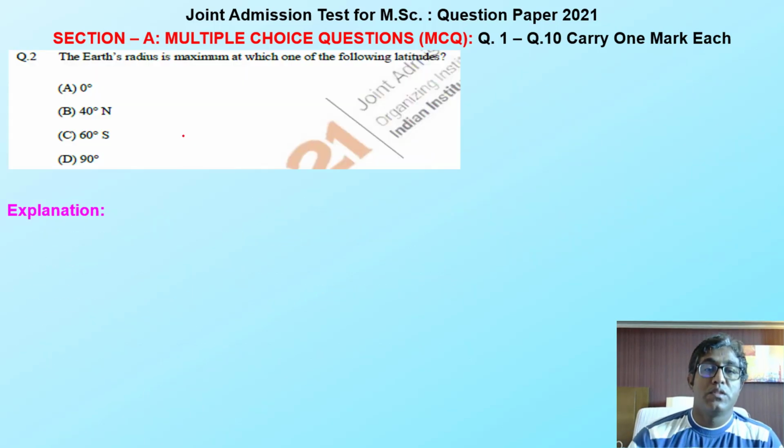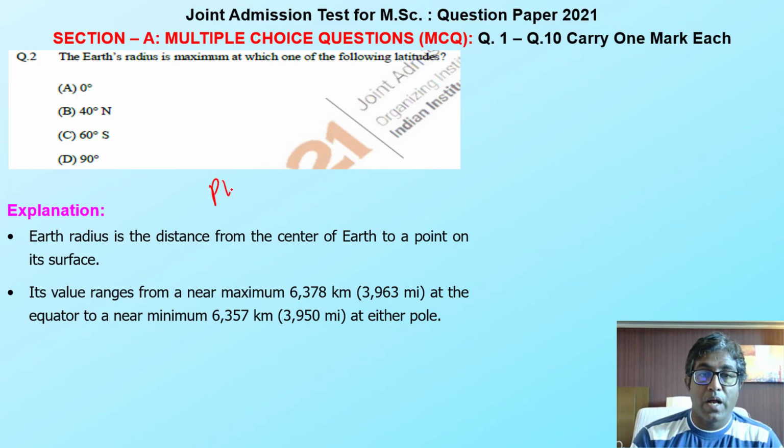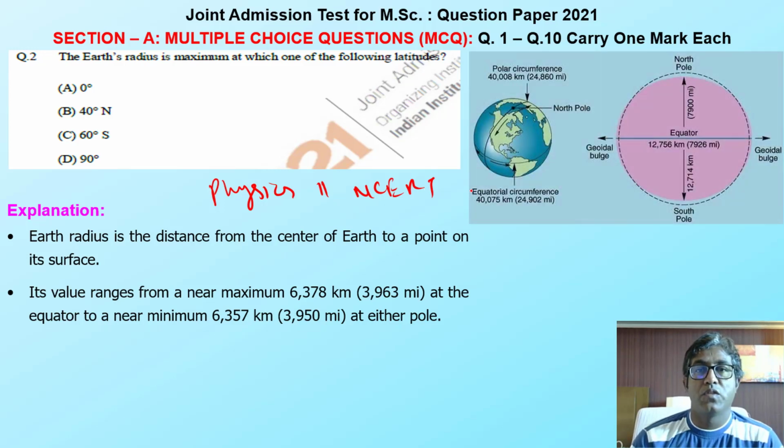This is the next question. This is your physics question in class 11. If you go through the NCERT book, you can easily write the answer of this one. What is the latitude where the Earth's radius is at its maximum? We are talking about the Earth's radius. We know that we have two types of Earth radius, that is equatorial radius and polar radius. And everybody knows that the polar radius is always less than the equatorial radius.